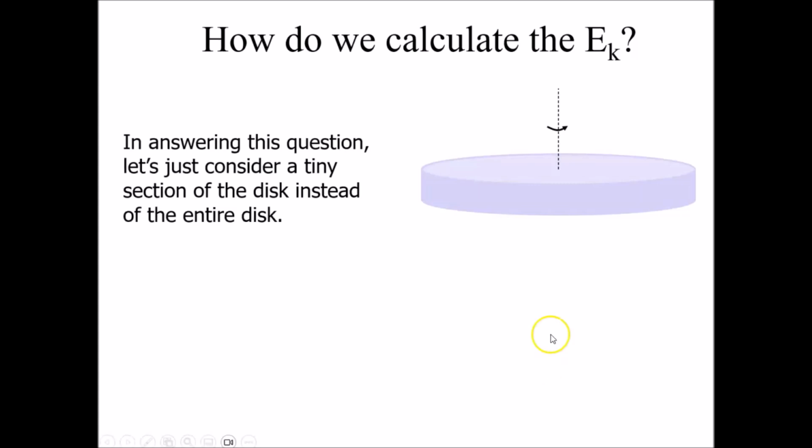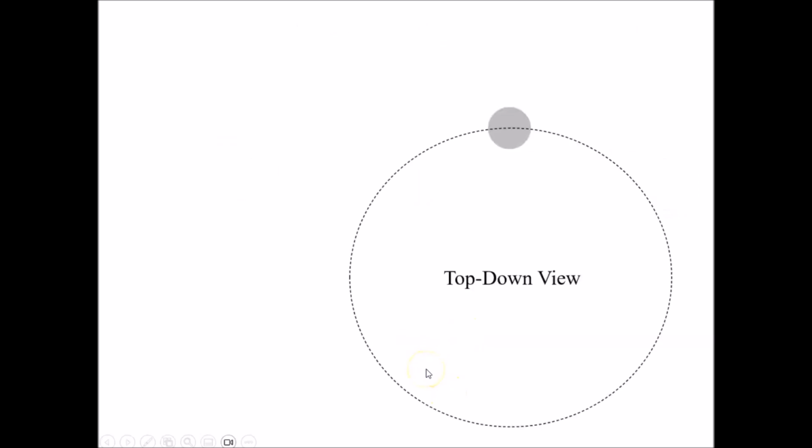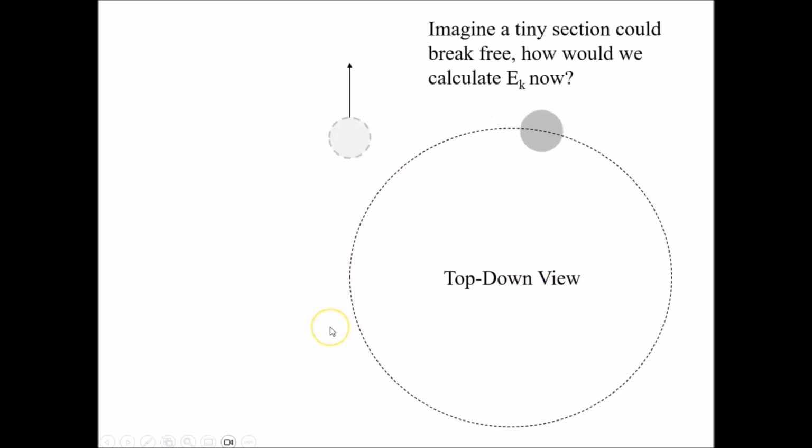So in answering this question, instead of looking at the entire disk, let's just look at a tiny section of the disk. So this is looking at that tiny section spinning around. If we're looking at this tiny section of it that could just break free, if it broke free right about here, it would take off tangent to the circle, and of course it would have a kinetic energy of 1/2 mv squared, whatever that tangential velocity is.